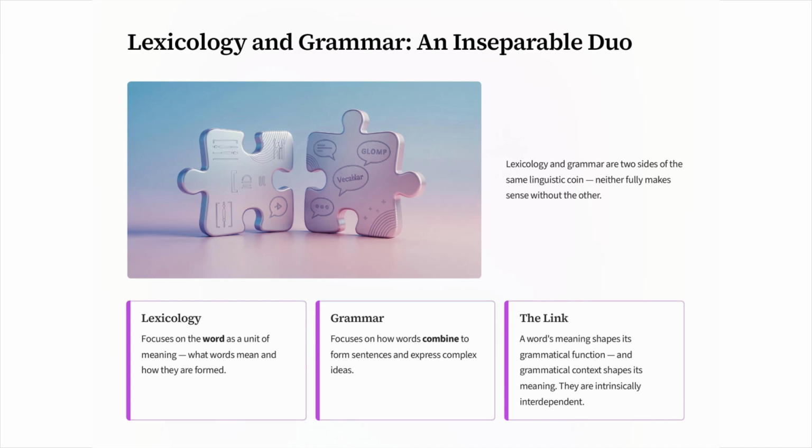A word's meaning often influences its grammatical behavior, and grammatical context can change or clarify meaning. For example, the same word form may function differently depending on its role in a sentence. Likewise, grammar helps us interpret the intended meaning of words in real communication. This shows that vocabulary and grammar work together all the time. To understand language properly, we need both. Lexicology tells us what words are and what they carry inside them, while grammar shows us how those words interact in actual speech and writing.